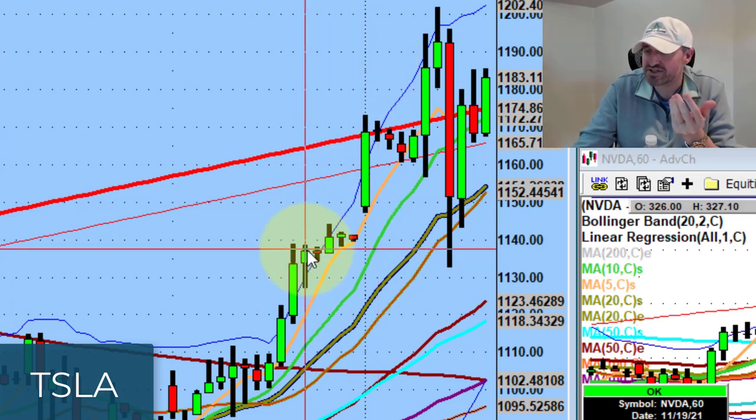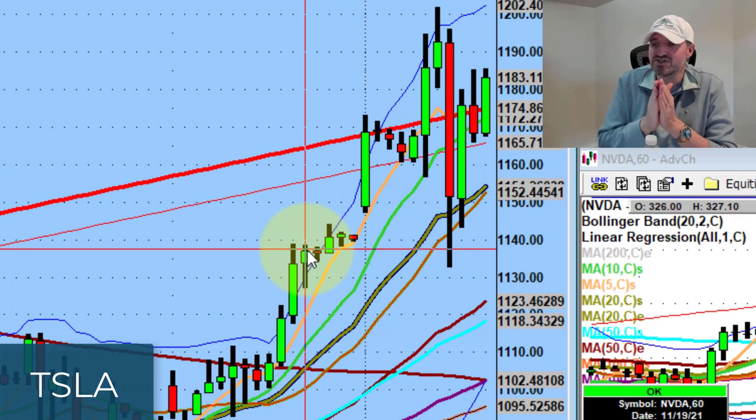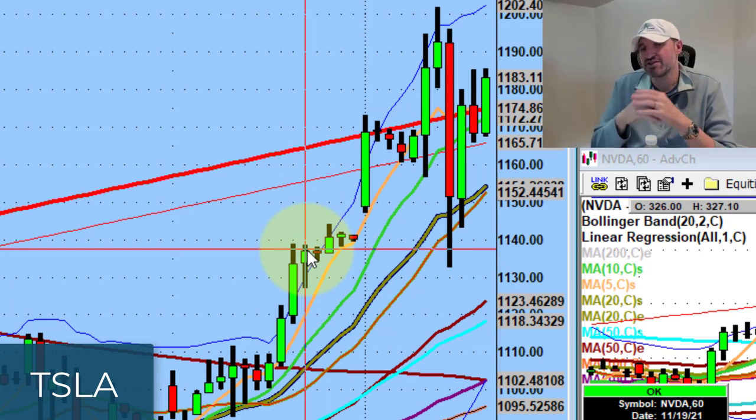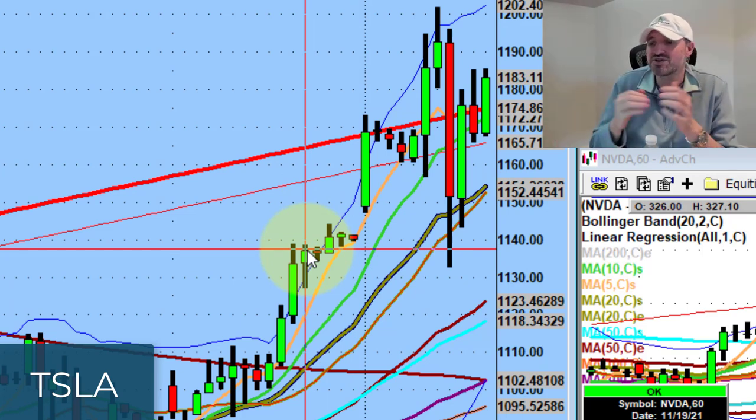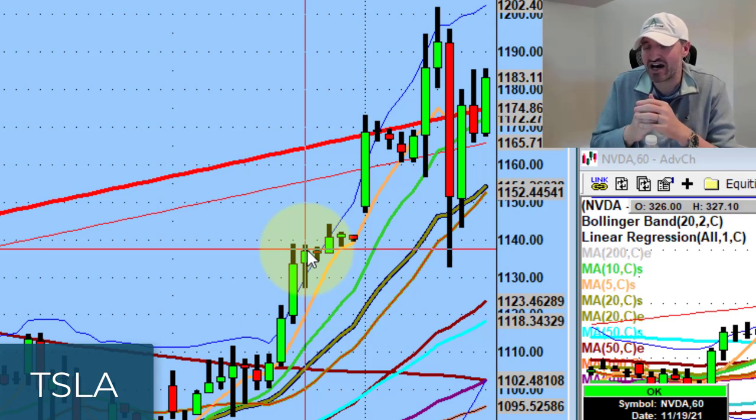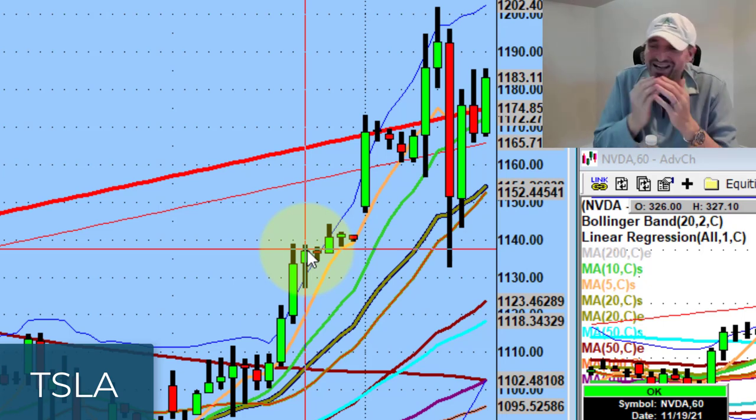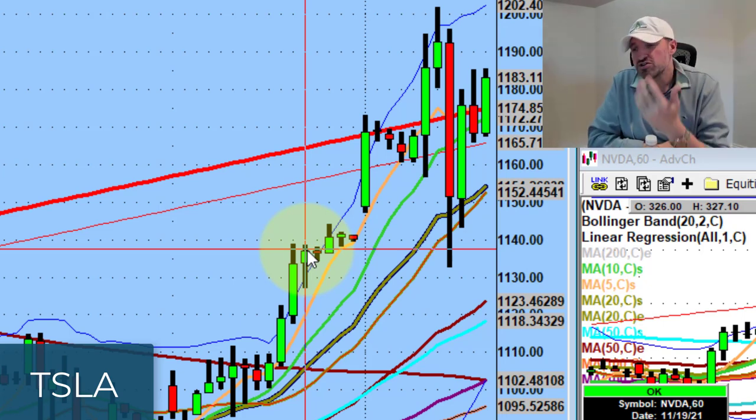The problem is, a lot of times, remember, this is a moving average. Okay, this is not a concrete wall. So this is a moving average. The stock can stop at 1136. The stock can stop at 1138. The stock can stop at 1134. It's an average. So there's two ways to play it.